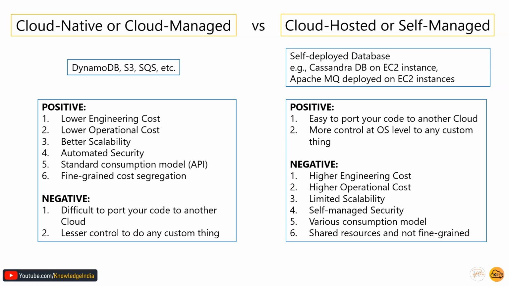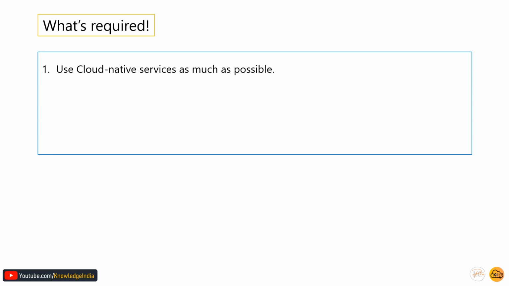So those are the comparisons, right? Basically, what's the difference between them? There is some positive on one end and some positive on the other end. So the question would be, which one should we go ahead and try to use? It's recommended that you try and use cloud native services as much as possible. Why so? Because you are saving a lot of things.